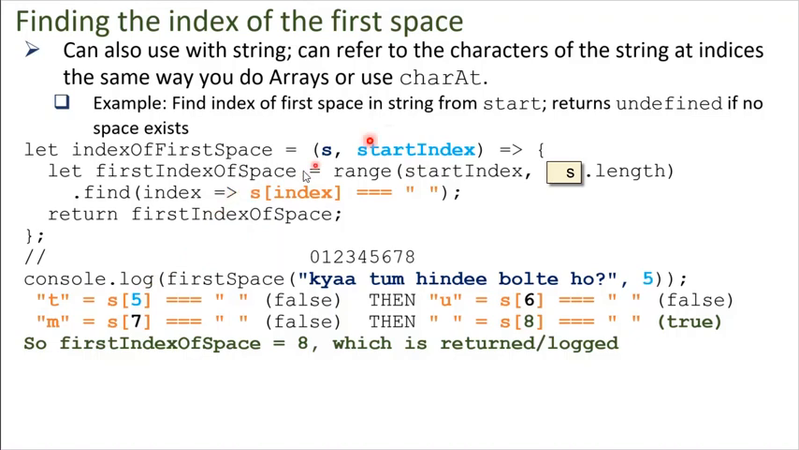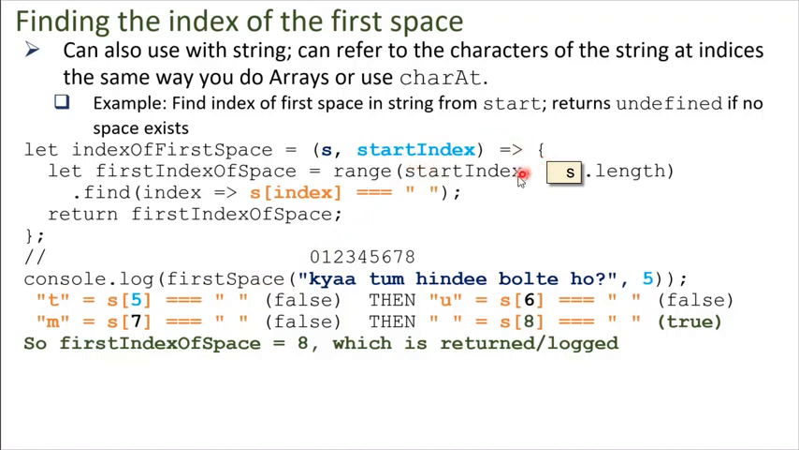And so what's the first thing it's going to check? Well, you're going to get range from 5 to the length of the string. So it's going to start by checking if S of 5, since 5 gets plugged in for index, is equal to the space. So S of 5, you could see the character at position 5 is T. And T is not equal to a space, so that's false.